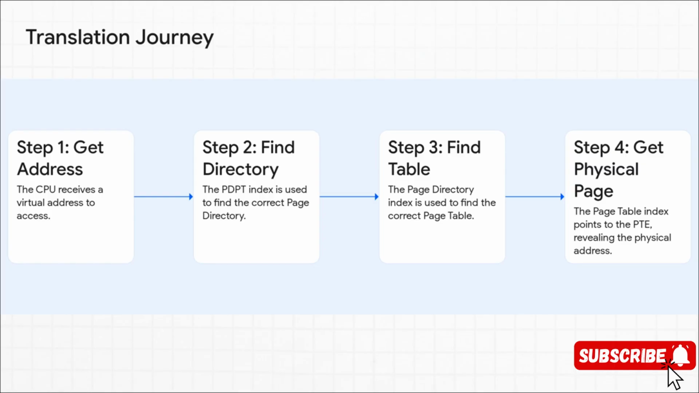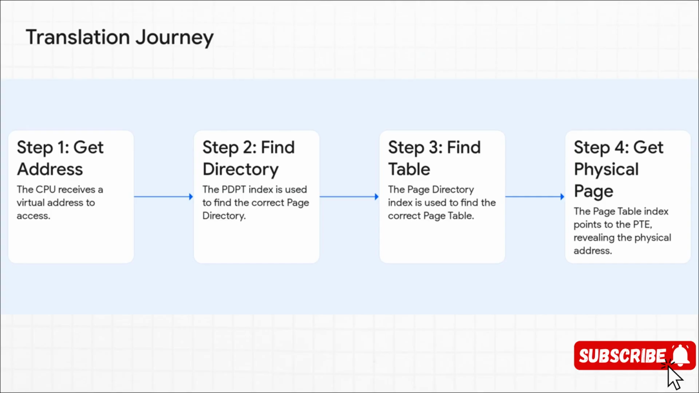Each one points to the next until it finds the final page table entry, or PTE, and that entry holds the prize, the real physical address in RAM. But wait a minute, doing this multi-step lookup for every single memory access, wouldn't that be incredibly slow? Well, yes, it would be.